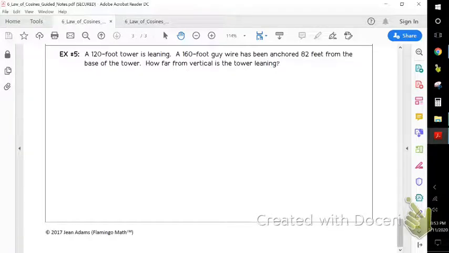Alright, example 5 says a 120-foot tower is leaning. A 160-foot guy wire has been anchored 82 feet from the base of the tower. How far from the vertical is the tower leaning?